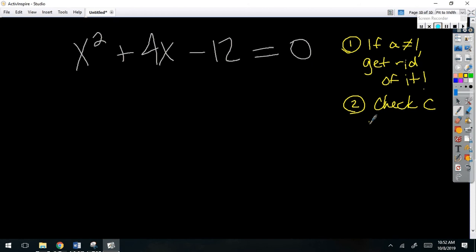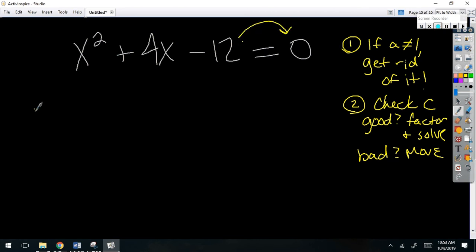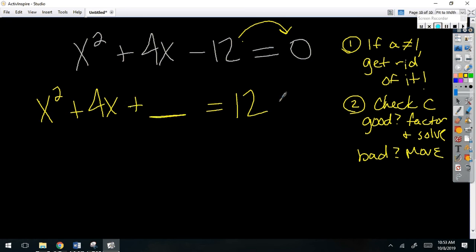Now check your C. Is that C good or is it bad? It's bad, right? So if it's good, I can go ahead and factor and solve. Well, I'm going to move it. The only place to move it is to the other side, right? So now I have x squared plus 4x equals, and I'm leaving some space here intentionally, okay? Because what I'm going to do is fill this space with that good C that I'm going to find, okay? But because it's an equation that has to stay balanced, if I add it to the left, I've got to add it to the right.